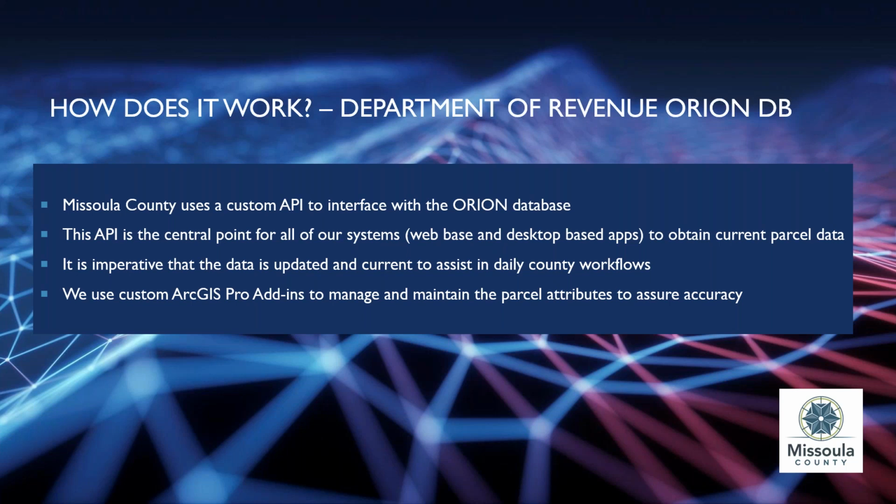So any desktop apps or web-based apps use the same database, the same API, and they get the same current parcel data information. So there's no worries about duplicate data or something's out of date. It's always the same. It's imperative that the data is updated and current. Like I said, again, to assist the daily county workflows, the data has to be accurate. And with this singular approach, the central database, we can monitor that and make sure everything is in sync.